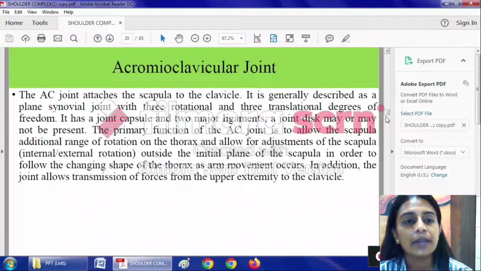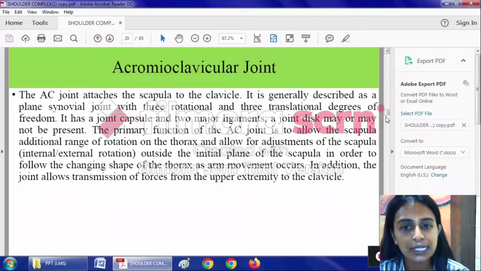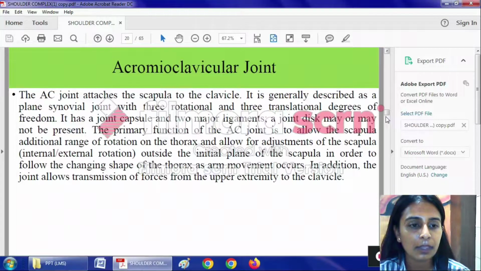Now, our next joint is the acromioclavicular joint. The acromioclavicular joint attaches the scapula to the clavicle. It is generally described as a plane synovial joint with 3 rotational and 3 translational degrees of freedom. It has a joint capsule and 2 major ligaments. A joint disc may or may not be present.